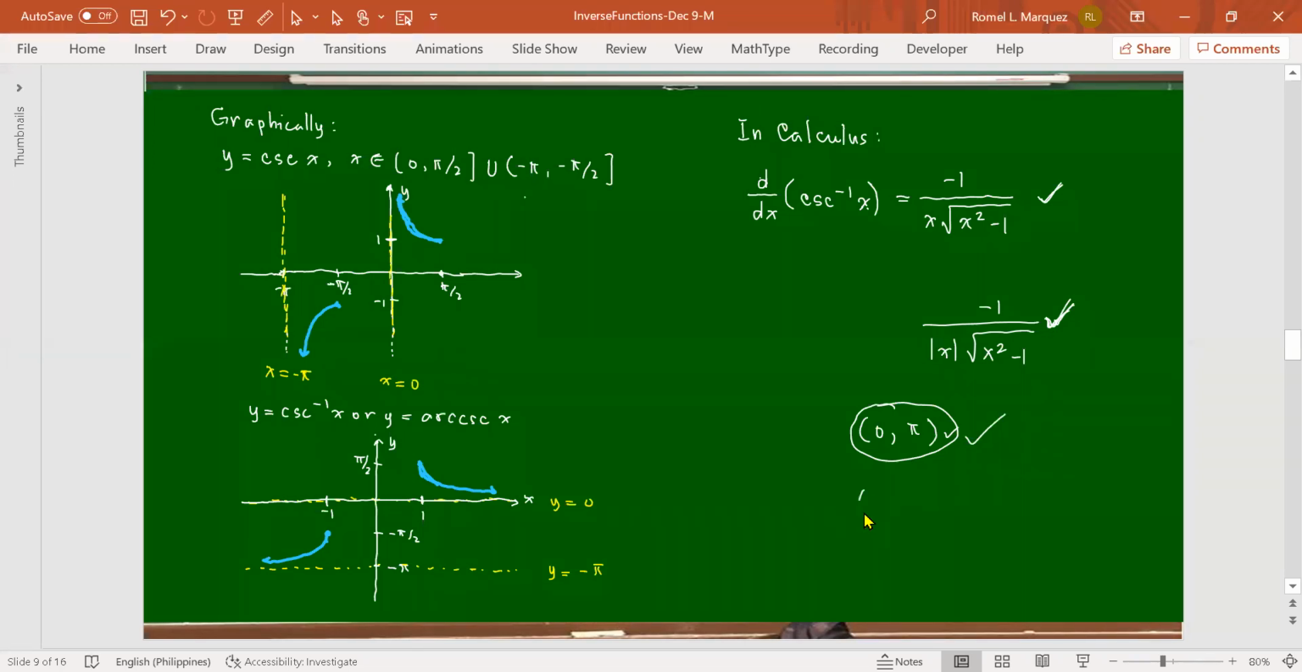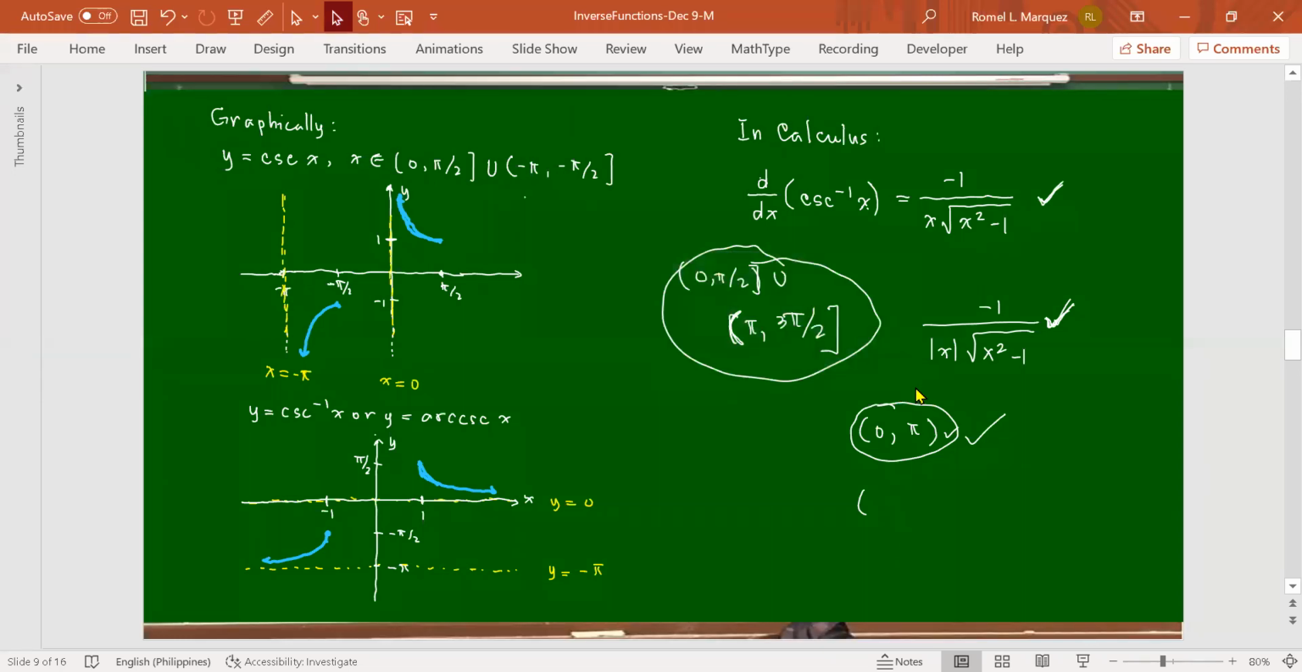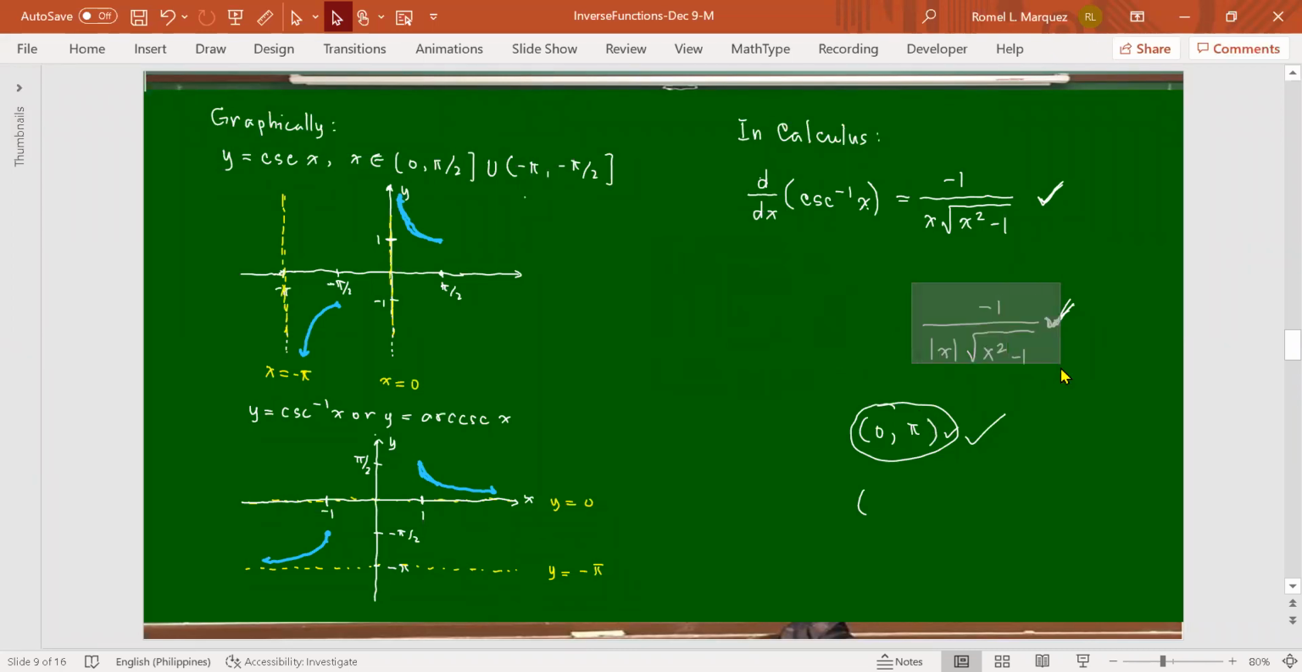Okay? Or it can also be here. This also agrees with 0 to pi over 2 union with pi to 3 pi over 2, which is also in the third quadrant. If this is your restriction, it's still okay. This is still the formula that you're going to use. But this is the one that I followed in Lighthold. Stewart's calculus, I think, is following this. But it has to be this formula also, in calculus. So you must be consistent. This must agree with the restriction. Otherwise, this is not correct.